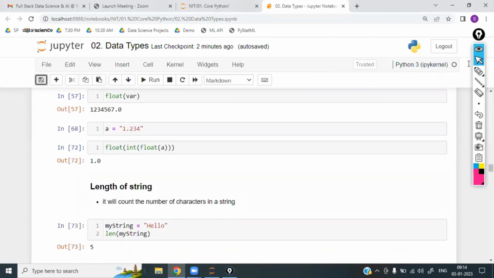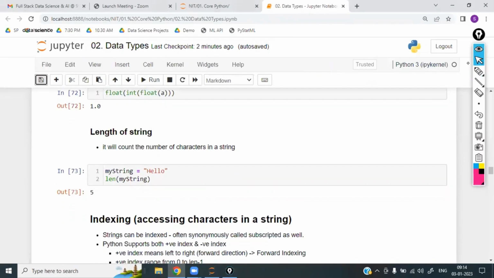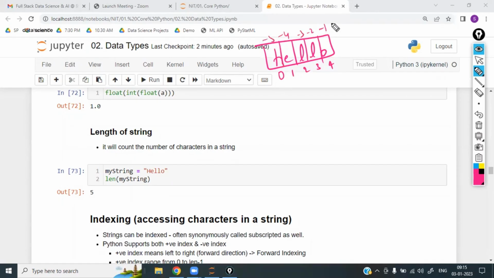Now, length is the function used to calculate the total number of characters in the string. So here, HELLO, hello, we have a total of 5 characters: 1, 2, 3, 4, 5. Then 0, 1, 2, 3, 4, and then -1, -2, -3, -4, and -5. This is the indexing. This is called positive indexing, and this is called negative indexing. Negative indexing starts in the reverse direction, so it is also called reverse indexing. Positive indexing starts in the forward direction, so it is called forward indexing, right? So the total number of characters is 5.